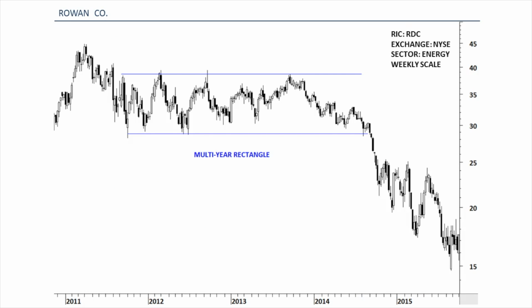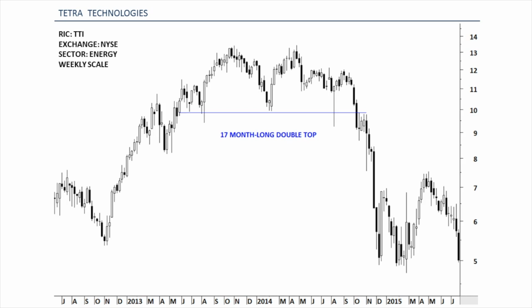Rowan Company completed a multi-year rectangle. The breakdown took place in the second half of 2014 after several tests of the well-defined chart pattern boundary. Tetra Technologies completed a 17-month-long double top, a bearish reversal chart pattern. The breakdown took place after several tests of the horizontal boundary and was followed by a short-term pullback. Completion of this well-defined chart pattern offered great long-term opportunity.